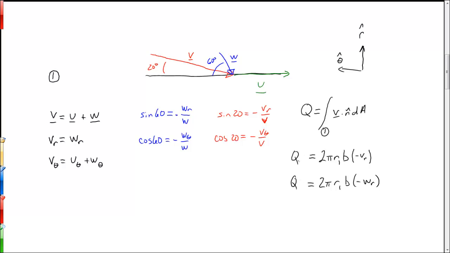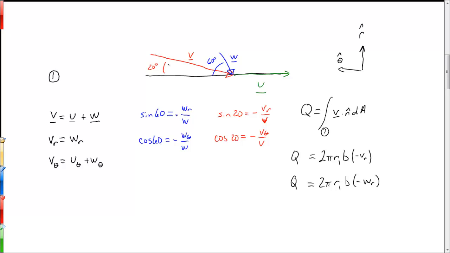Let's write the Q's there. So we're looking for B. We know what Q is. We know 2 pi R1, of course, but we don't know what either VR or WR is immediately. We're going to have to figure that out from the geometry and from our vector triangles up here.